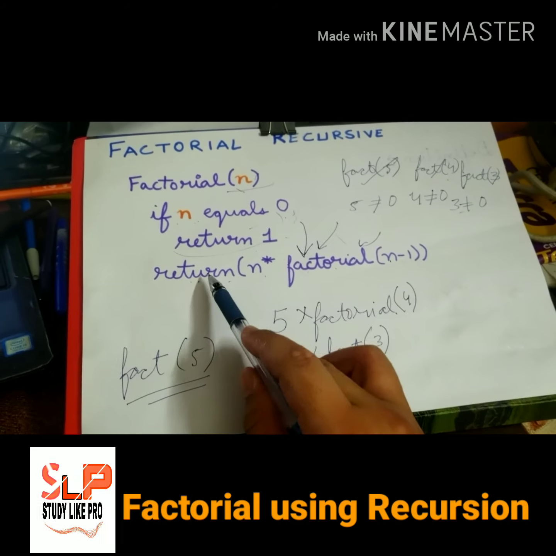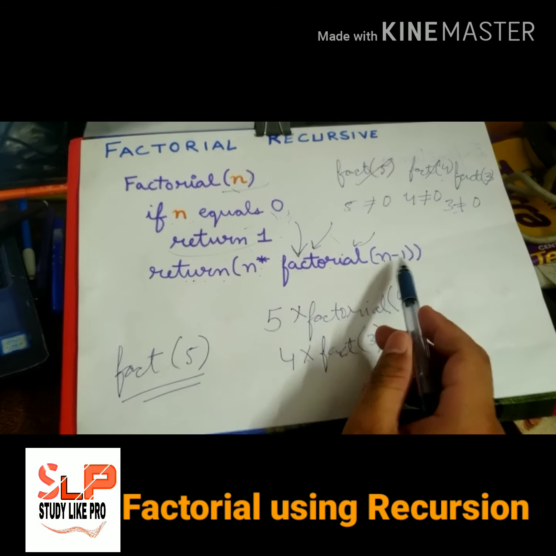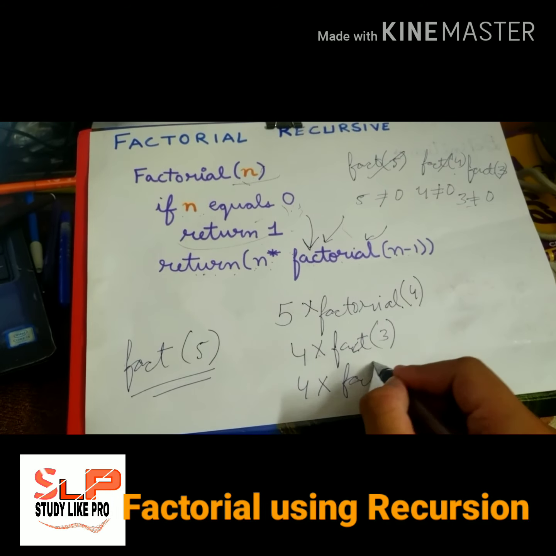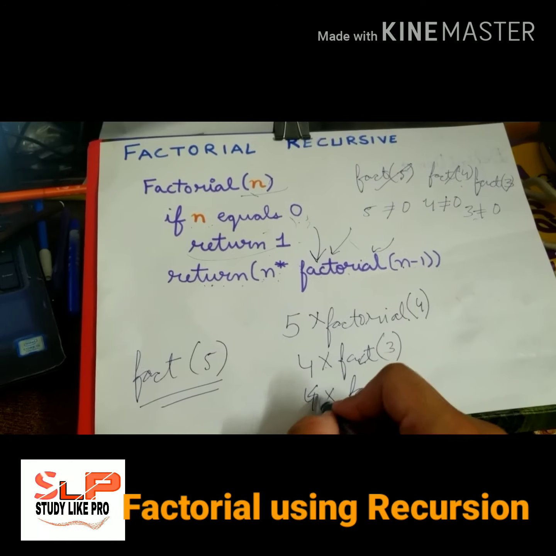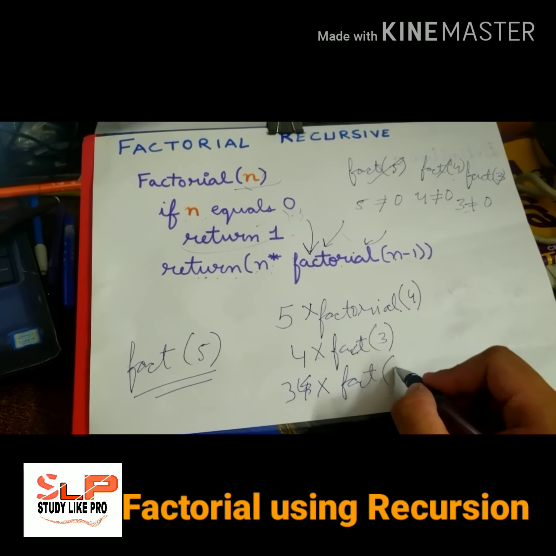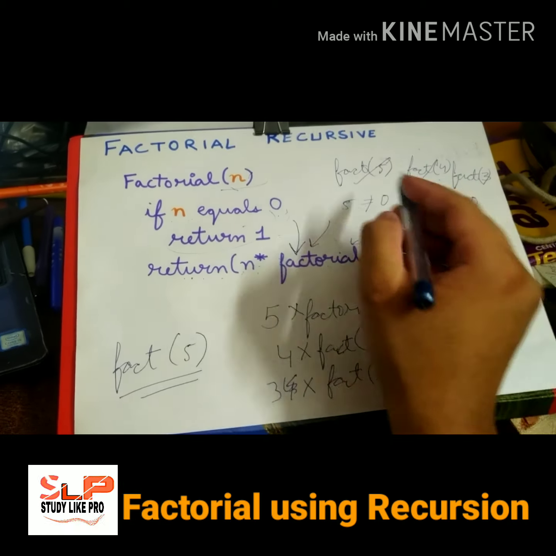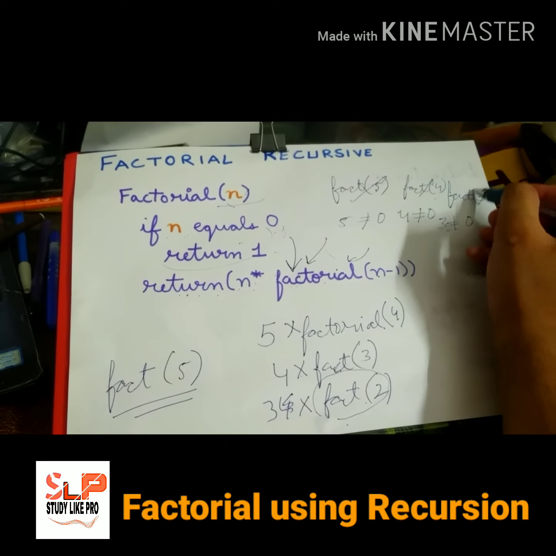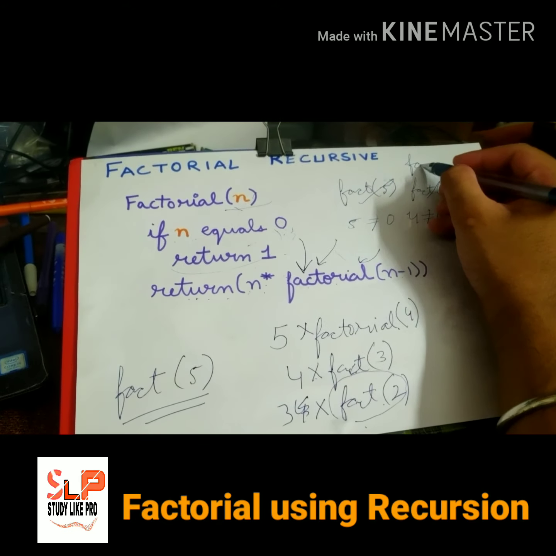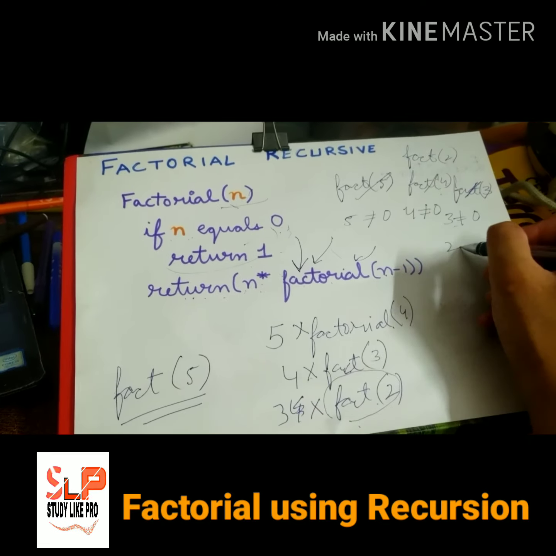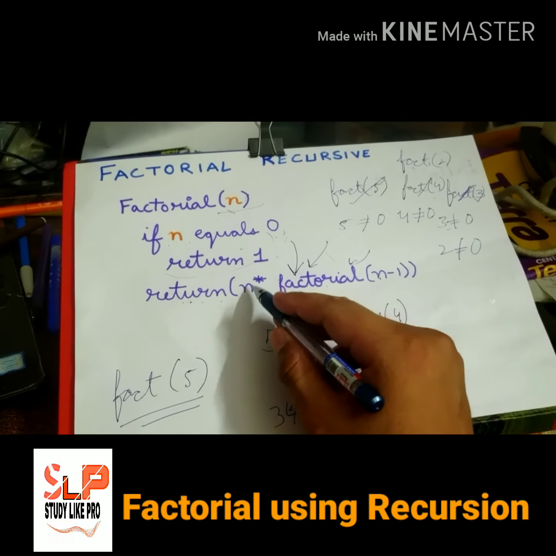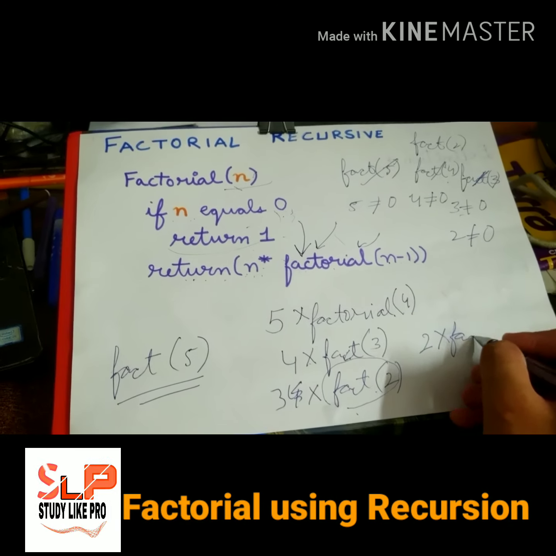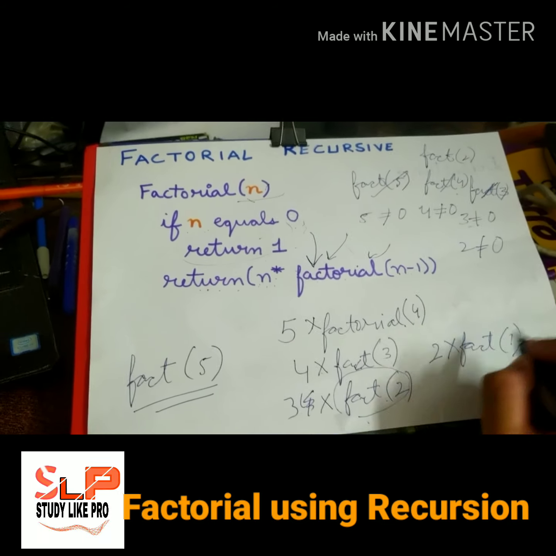So what does it say? Return n into factorial of n minus 1. n is equal to 3. So 3 into factorial of 3 minus 1, that is 2. Now we will return factorial 2. Now 2 is not equal to 0. So what will it return? It will return 2 into factorial of 2 minus 1, that is factorial 1.